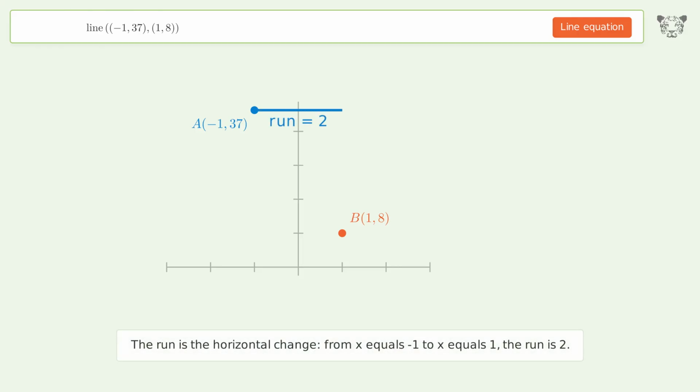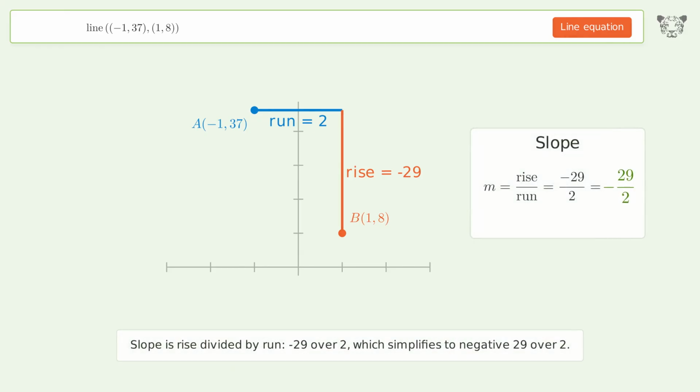The run is the horizontal change, from x equals -1 to x equals 1, the run is 2. The rise is the vertical change, from y equals 37 to y equals 8, the rise is -29. Slope is rise divided by run, -29/2, which simplifies to -29/2.